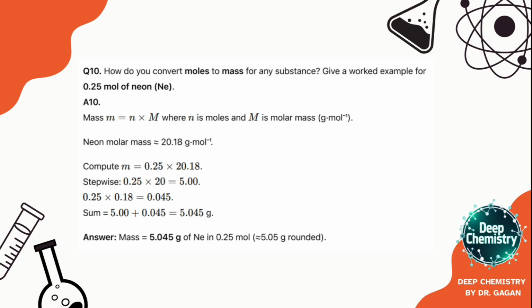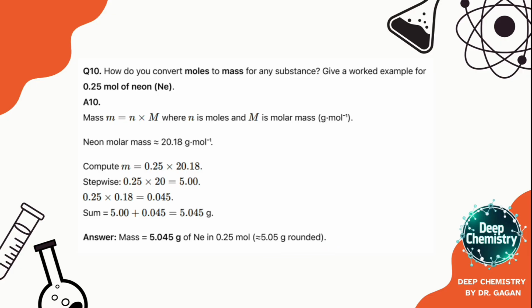Question number 10. How do you convert moles to mass? For example, find the mass of 0.25 mole of neon. The formula is mass equals moles × molar mass. Molar mass of neon equals 20.18 gram per mole. So 0.25 × 20.18 equals 5.05 gram. That means 0.25 mole of neon weighs about 5 grams.